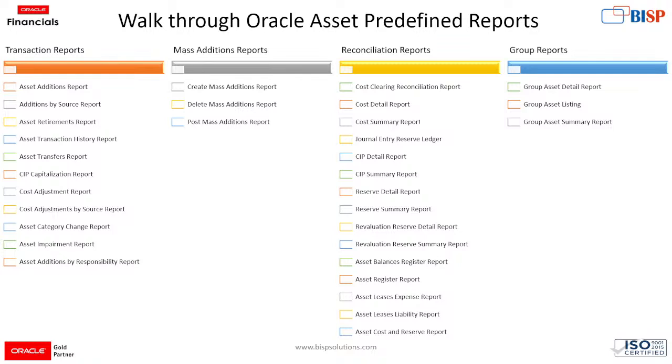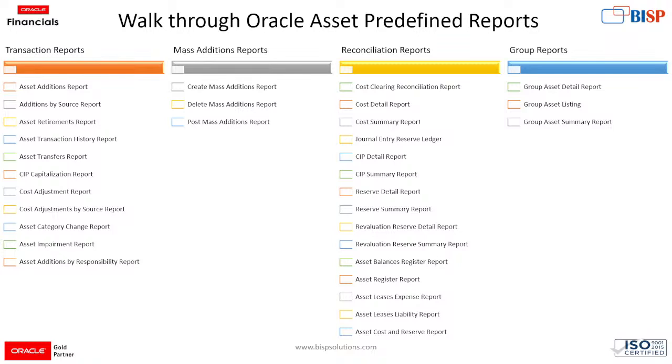So these are all seeded reports, right? Now if I go to the group report, if your assets are at group level, you are maintaining group assets, then the group asset detail report is there. The list of group and its members of asset balances for a specific fiscal year is used to comply with the various income tax requirements.